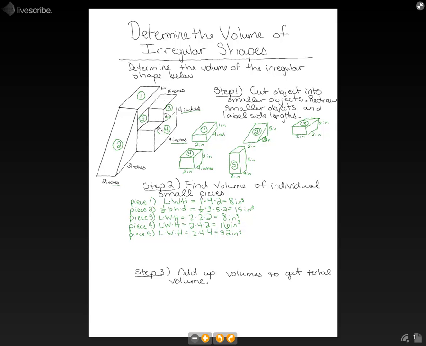So now we have all of our pieces. Our last step is to add up all those volumes to get the total. So if we add these up, we have 8 plus 15 plus 8 plus 16 plus 32. And if we do our math, we should get 79 inches cubed. So that is how you can determine the volume of irregular shapes by kind of cutting them up into different pieces that we know how to take the volume of.